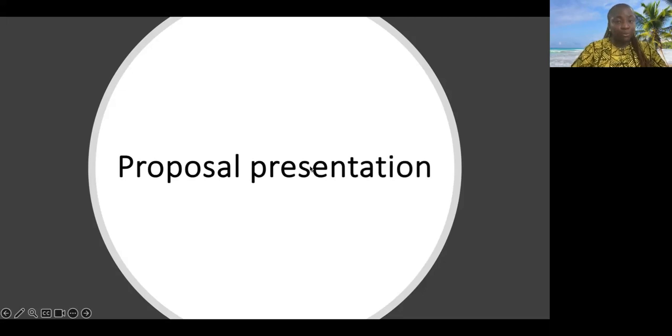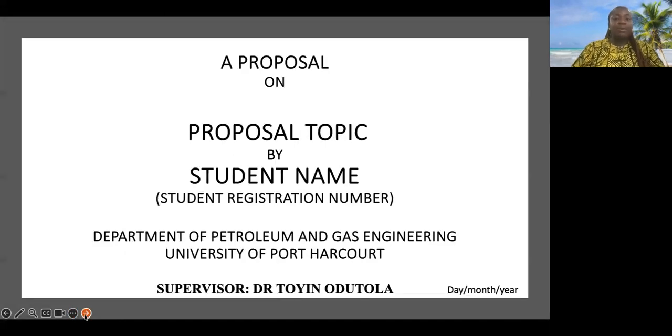This is if you are doing your graduate studies, whether it's a master's, PGD or PhD, it's the same format. So this is what your proposal presentation should look like. Your first slide should be like what you see here. You put the proposal topic, your name, and your registration number clearly written. Then Department of Petroleum and Gas Engineering, University of Port Harcourt, and of course my name as your supervisor. If you have another supervisor, kindly include the name, and then your date should be at the lower right hand corner of your slide as shown here.